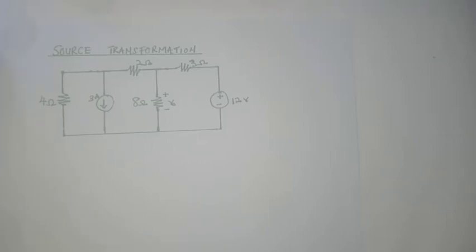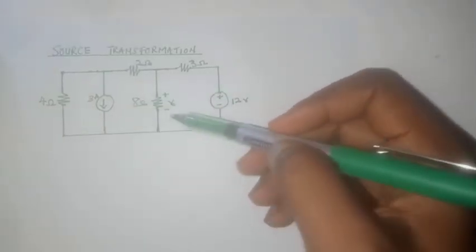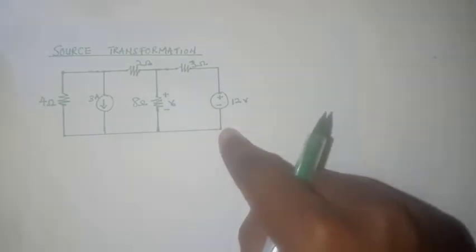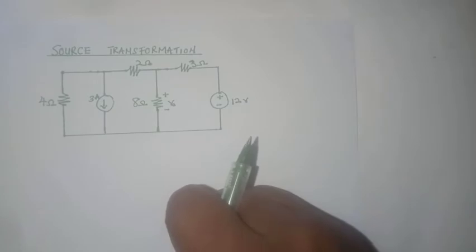In this video, we are going to be finding the voltage across this 8 ohm resistor using source transformation. But before we proceed, what is source transformation?